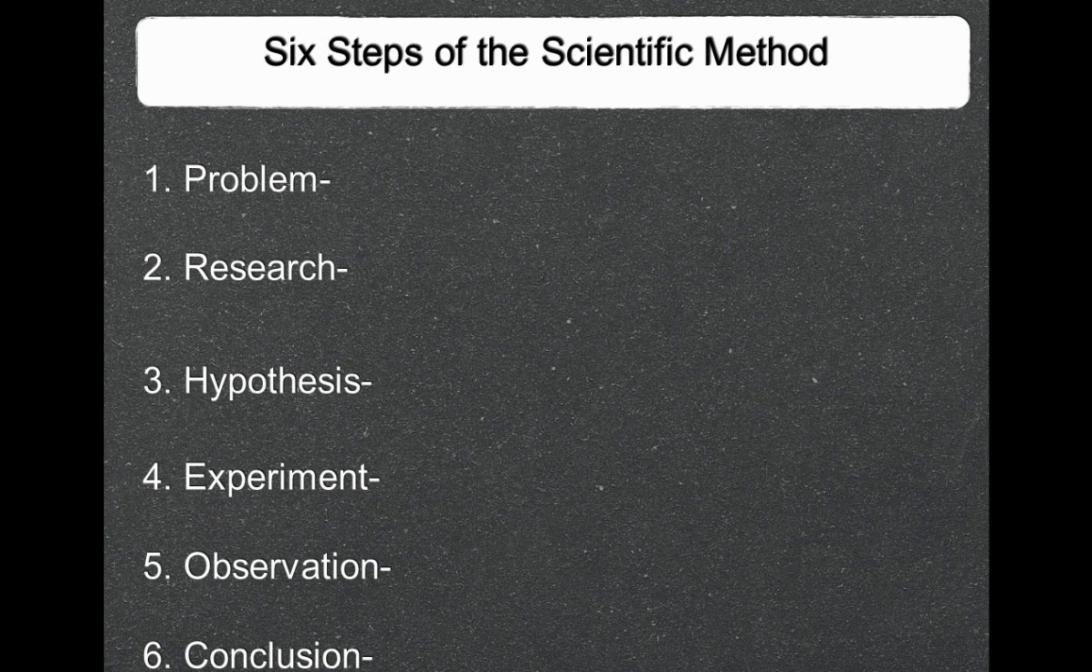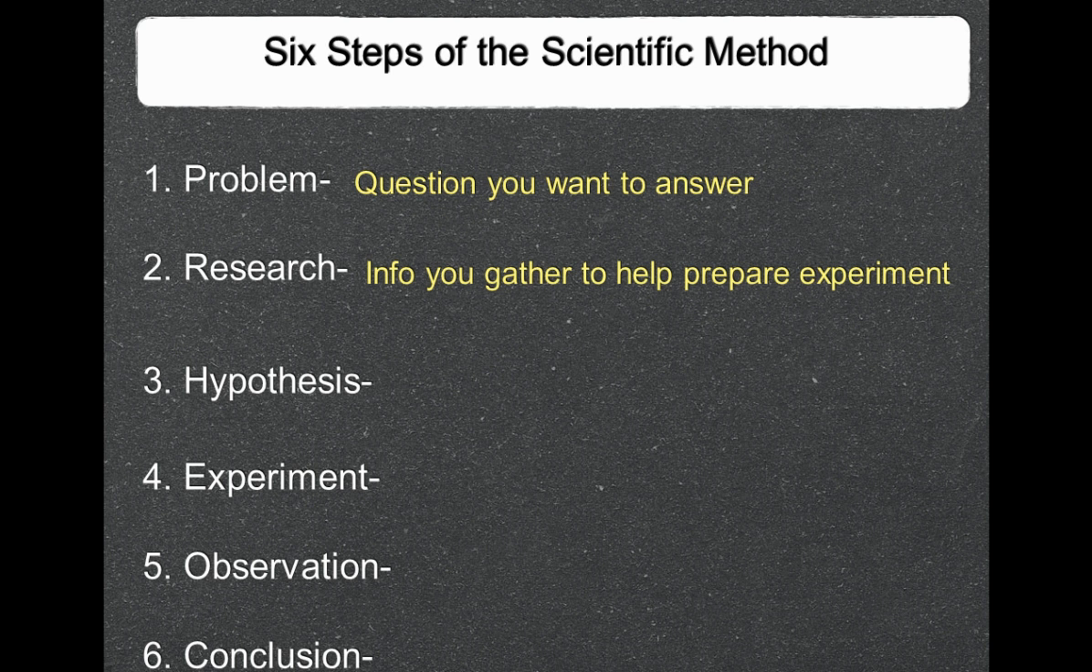So in the problem step, we start with a question, the question that we're asking. We want to answer that question. In the research step, we find some background information about whatever topic we're going to be studying. And then we're at the hypothesis stage. Again, we're using a new definition for hypothesis, not an educated guess. What definition are we ready to start to use?